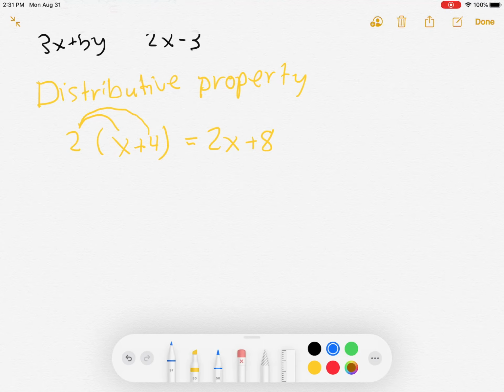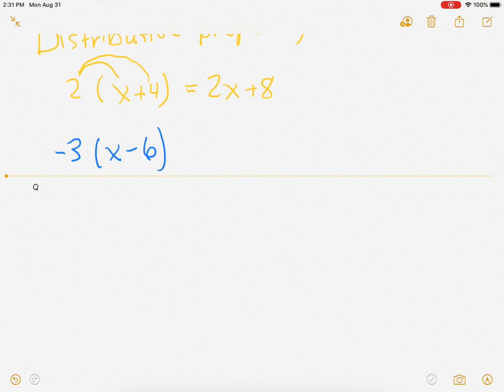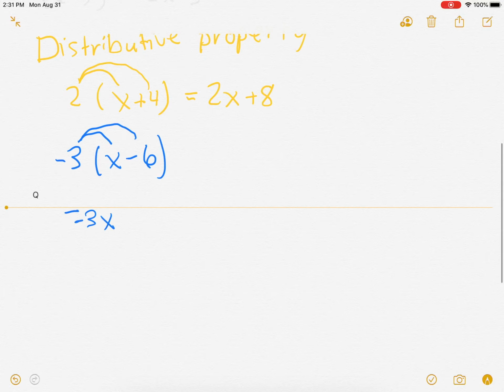Another example, we'll try negative 3 times x minus 6. Notice we have a negative out in front. We must be very careful to distribute the negative as well. Oops, that's not what I wanted to do. We have a random q that we didn't need. We'll just ignore it, move on. So in this case, negative 3 times x is going to be negative 3x. Minus, well, it's actually not going to be minus because negative 3 times negative 6 is going to be plus 18.